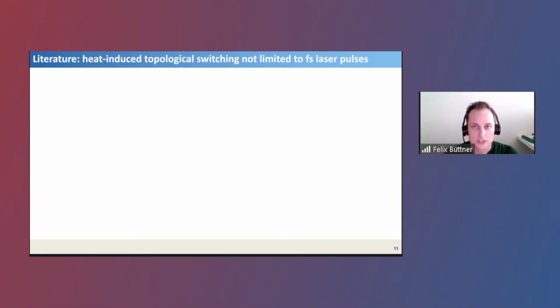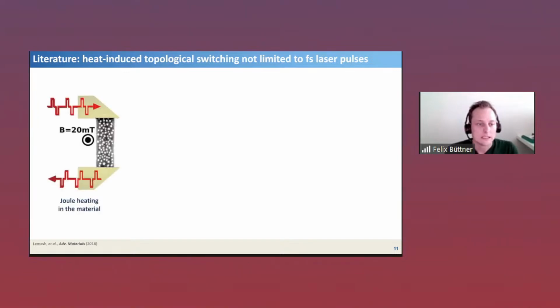Let me show you that this is not limited to femtosecond laser pulses, because obviously if we talk about applications, it will be very hard to integrate a femtosecond laser into a device. However, as other groups have also reported, you can induce skyrmions by heat even on a slower time scale. For example, this report here has shown that you can induce skyrmions by Joule heating of the material on a time scale of a few nanoseconds.